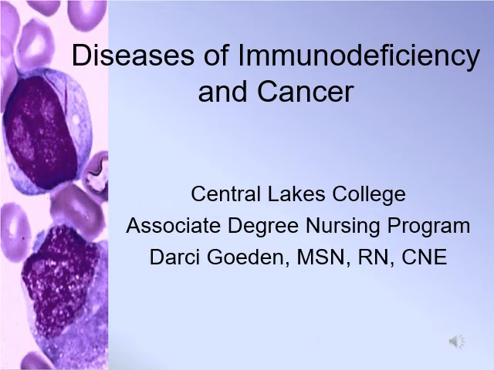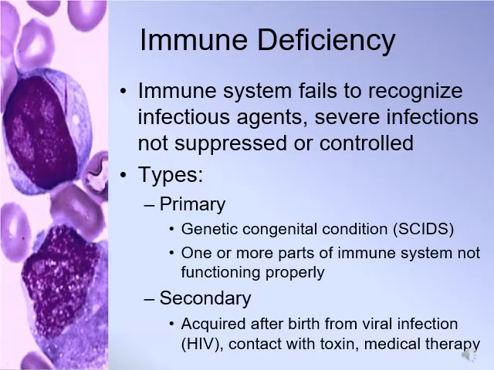This audio PowerPoint will cover diseases of immunodeficiency and cancer. Immune deficiencies occur when the immune system fails to recognize infectious agents, so severe infections are not suppressed or controlled. There are congenital or genetic primary immune deficiencies, and there are also secondary or acquired immune deficiencies.